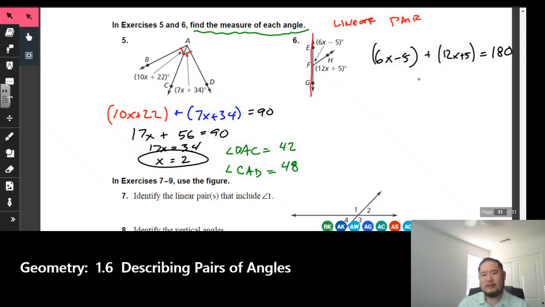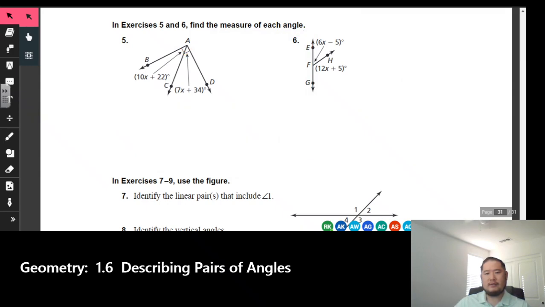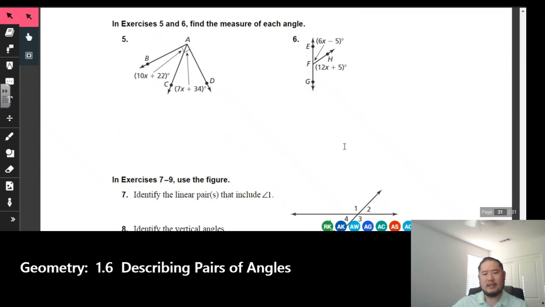Negative 5 plus positive 5 is 0, so we got ourselves 6x plus 12x. 18x is equal to 180. Divide both sides by 18, and x is equal to 10. You can go ahead and plug the rest in and get your answer for angle EFH and HFG.